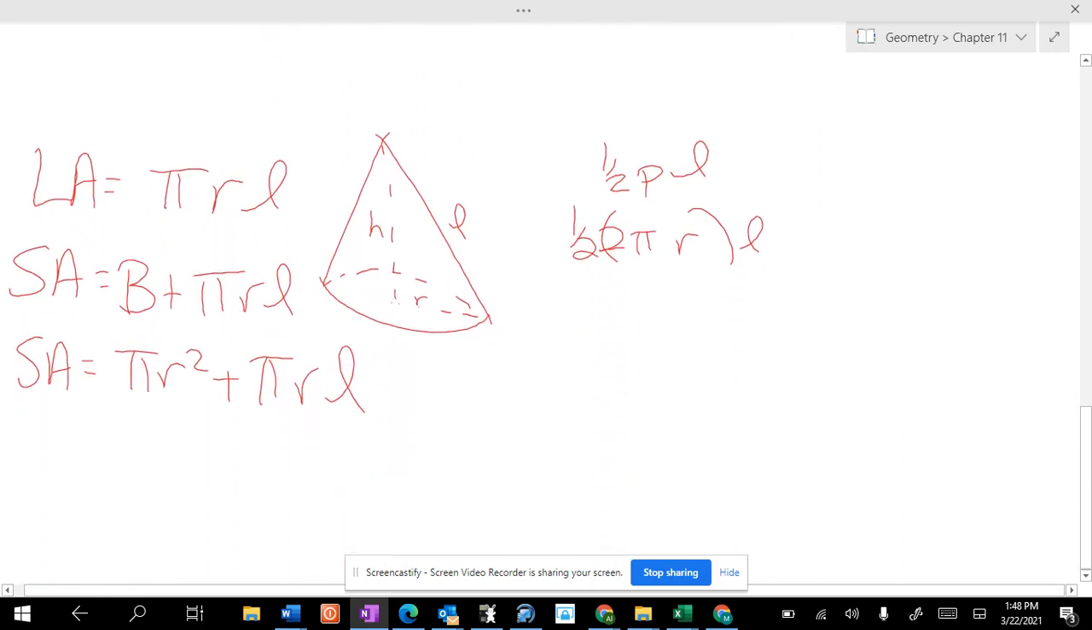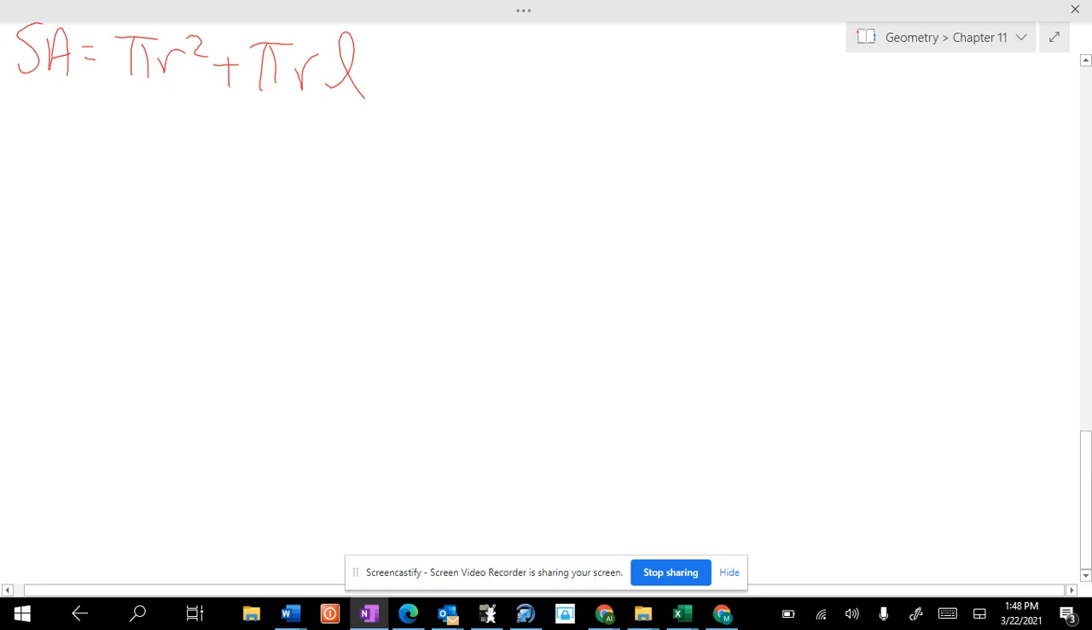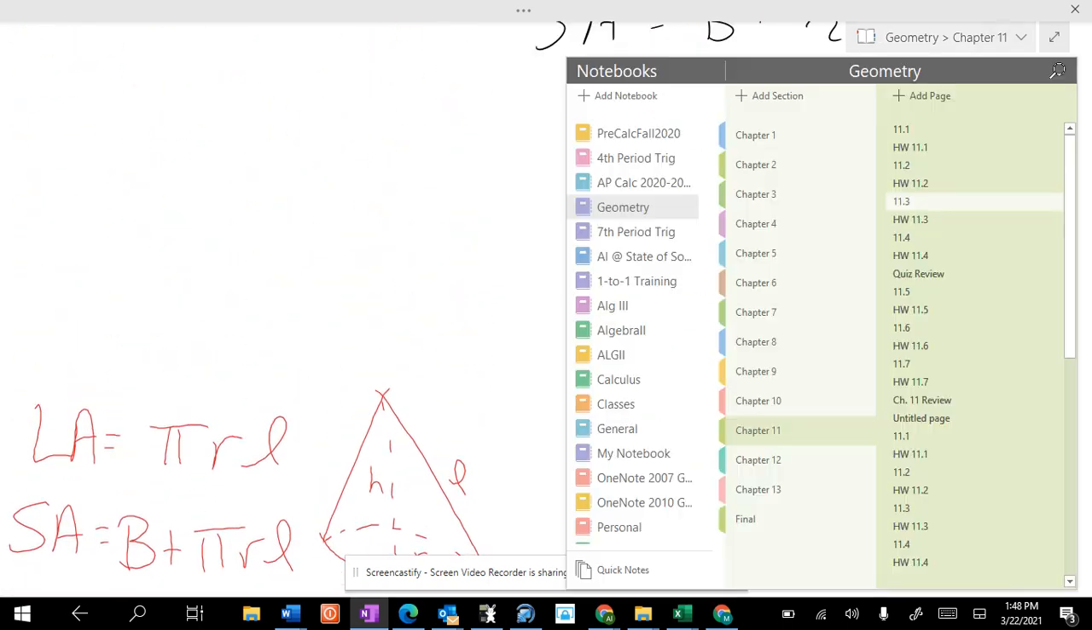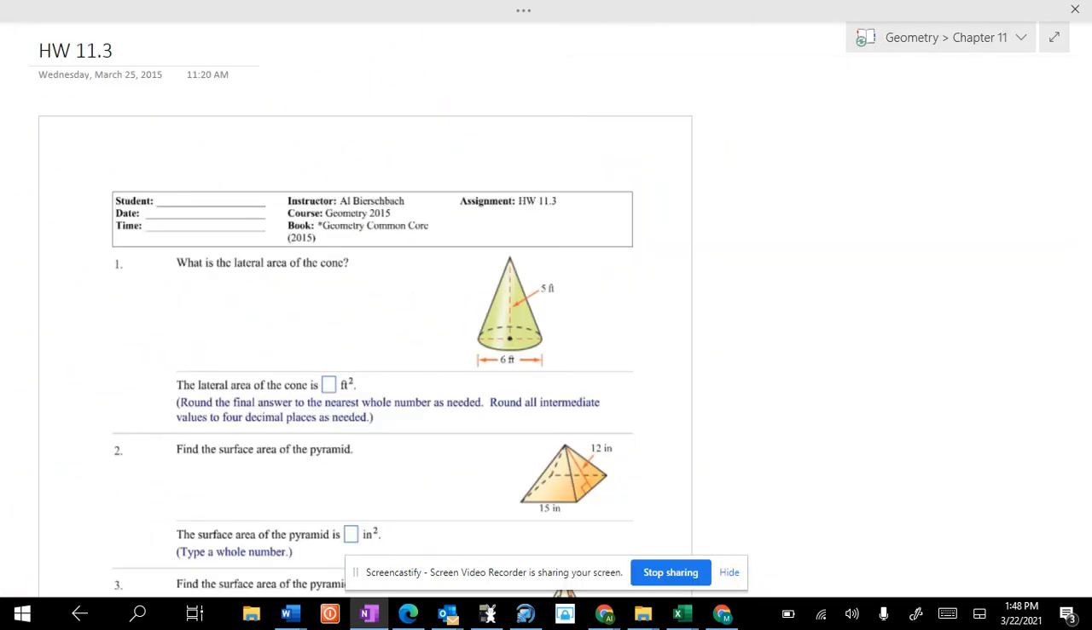Okay, if we have a cone, the lateral area is pi RL. Pi times the radius times the slant height. So the surface area is the area of the base plus pi RL, which is pi r squared plus pi RL. Okay? All right. We'll wait and we'll do a cone here when we go through here.